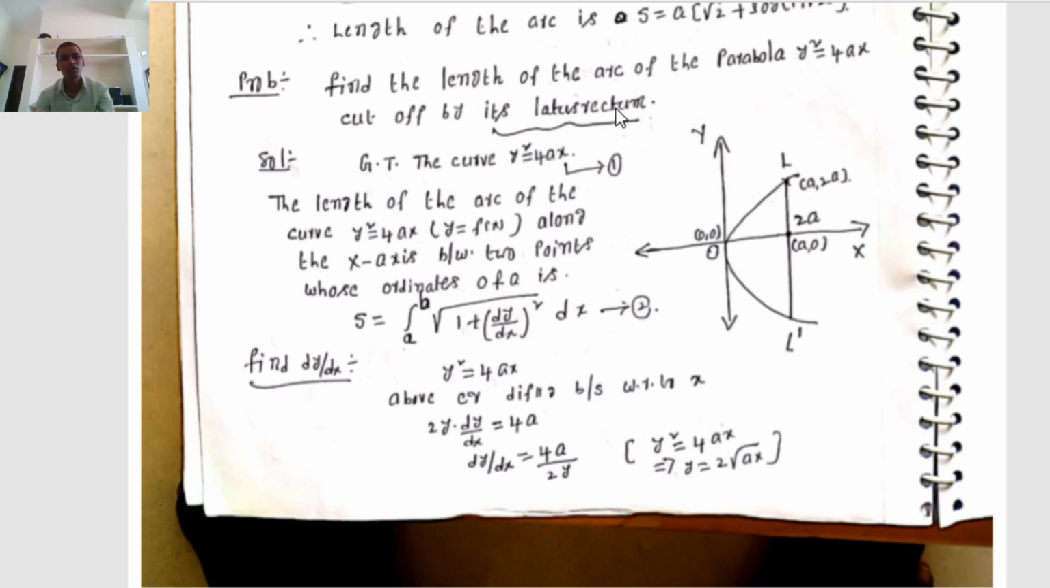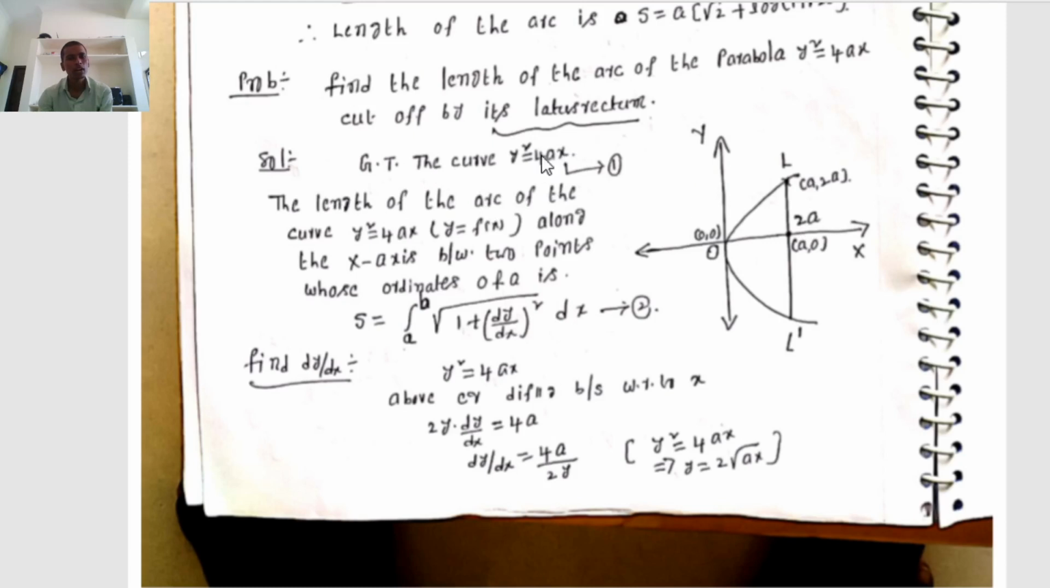Next one: find the length of the arc of the parabola y square equal to 4ax cut off by its latus rectum. Cut off by its latus rectum means we have to find the length of the arc of the curve. The curve y square equal to 4ax has points 0,0; a,2a; and a,minus 2a, which form the latus rectum. Cut off means the off part, therefore we have to find the length of the arc of the curve from 0 to a on the x axis, where the points are 0,0 and a,2a.